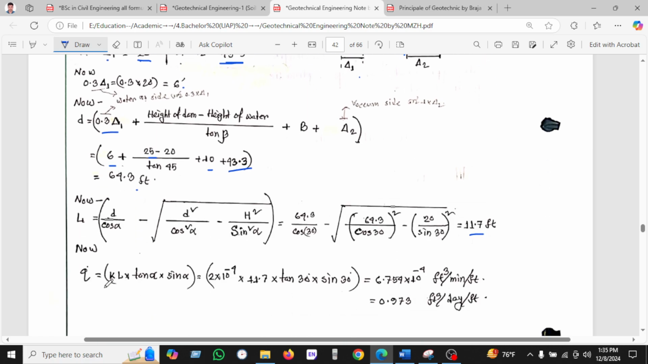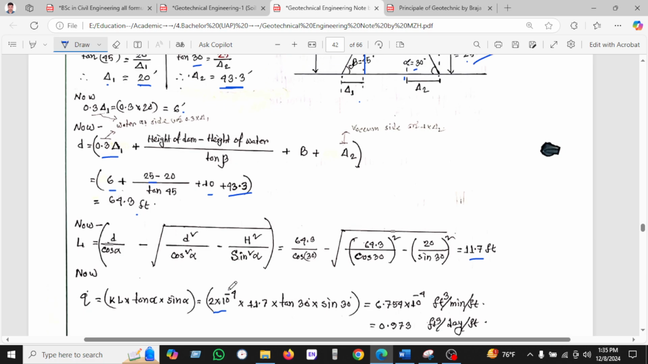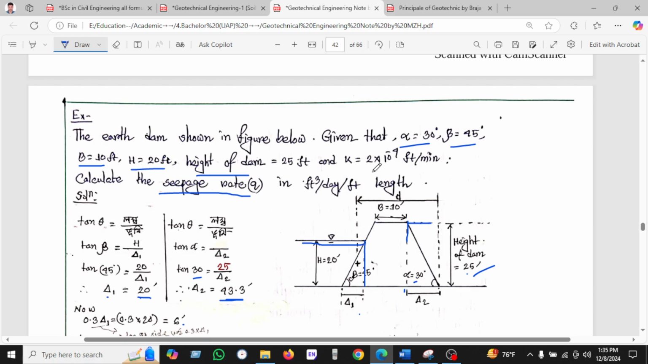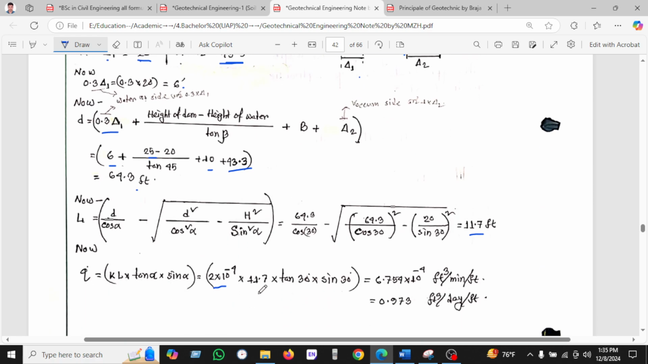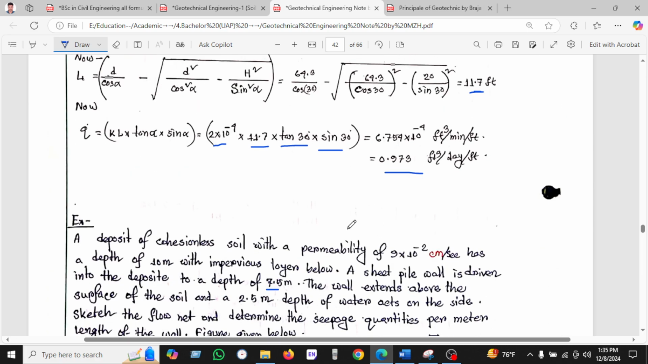Now we'll calculate the seepage rate. Q equal to K L tan alpha sin alpha. K we know is 2 into 10 to the power minus 4, as given here, and L we have found is 11.7, and alpha is 30 degrees for both tan and sine, and we found the total result is 1.973 feet cubed per day.